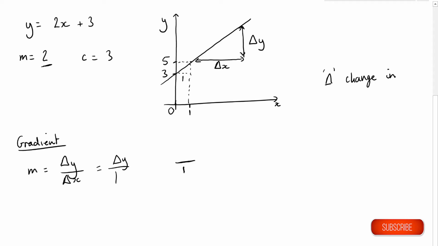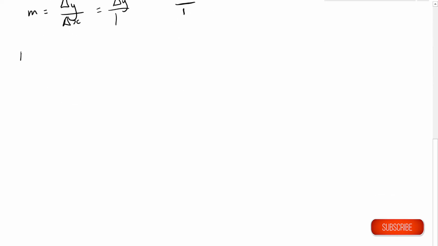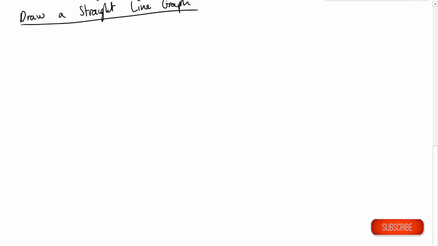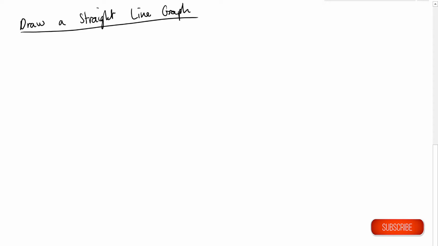So how they might ask you to draw out these graphs, for example, if they wanted us to draw a straight line graph, in order to draw a straight line graph, we have to first know what the equation is. So let's say they gave us the equation that y is equal to 2x plus 5. Okay, instantly we know the gradient is 2 and the y-intercept is 5.